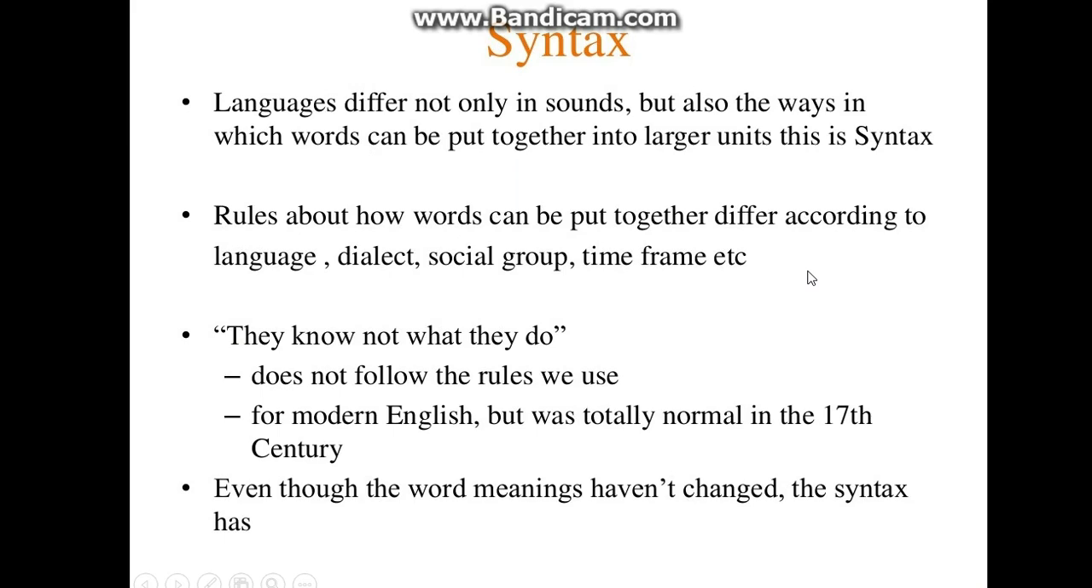Okay? So these are some other important lines. We should know that languages differ not only in sounds, but also in the different ways in which we can put together, in which we can organize the different units in the sentences. Okay? It also has to do with the rules about how words can be put together and how they differ according to a given language, according to the dialect, social groups, and time frame.